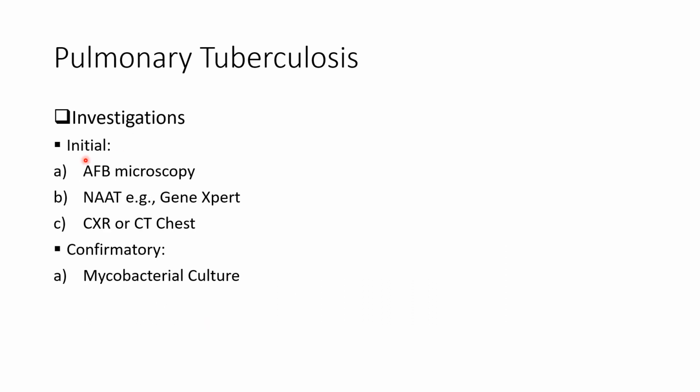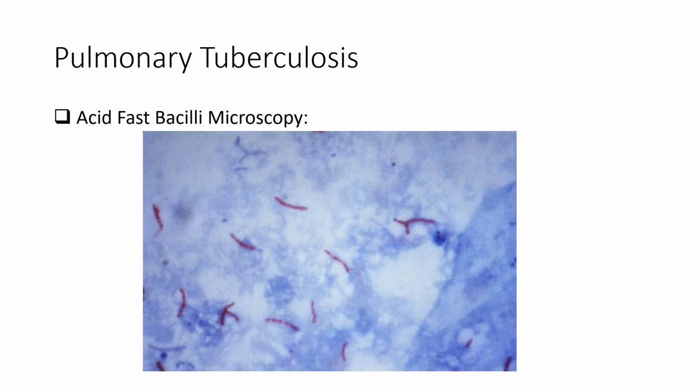Initial investigations in pulmonary TB are acid-fast bacilli smear microscopy, nucleic acid amplification test, for example GeneXpert, and chest X-ray or CT chest. Mycobacterial culture confirms the diagnosis of pulmonary TB. On acid-fast bacilli smear microscopy, mycobacteria stain pink.